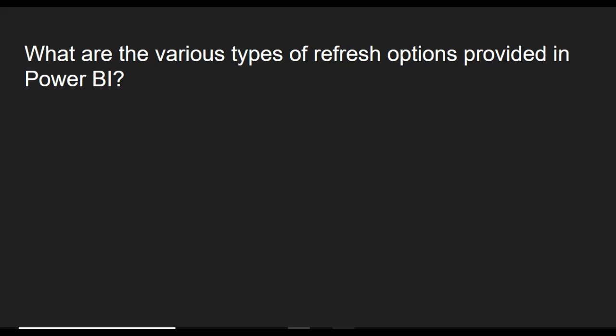So next question. What are the various types of refresh options provided in Power BI? Four important types of refresh options provided in Microsoft Power BI are: package refresh, model or data refresh, tile refresh, visual container refresh. First, package refresh. This synchronizes your Power BI desktop or Excel file between the Power BI service and OneDrive.